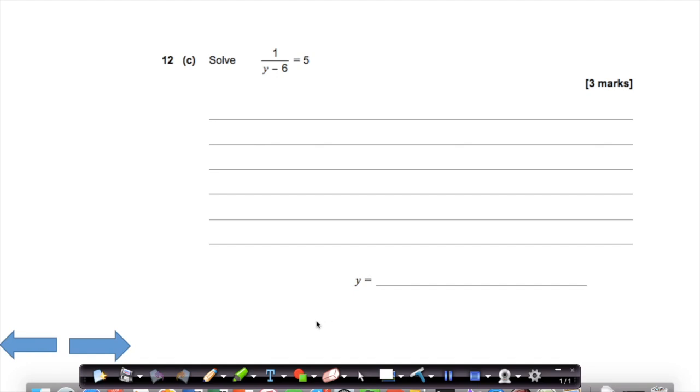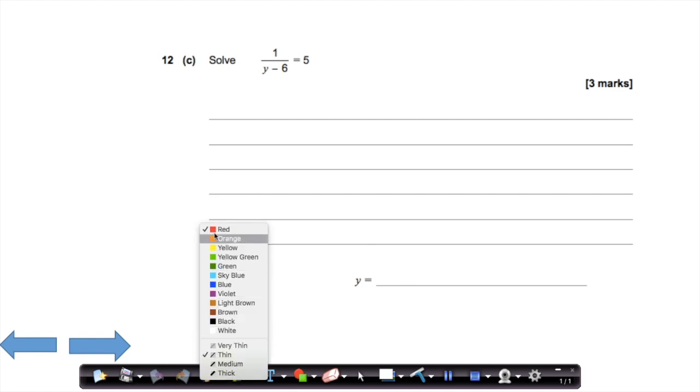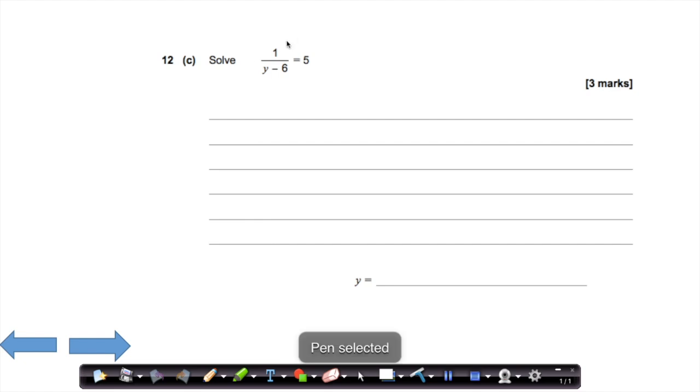So question 12 part C is looking at solving 1 over y minus 6 equals 5. The first thing you should notice about this is that it's going to be algebra and it is in fraction form. So we've got to tackle this algebraic fraction.